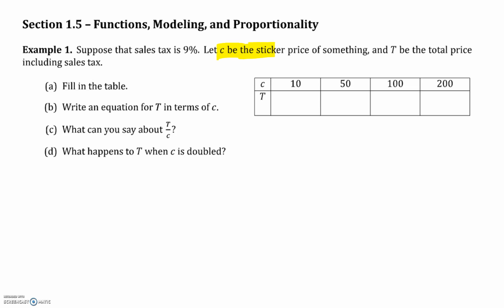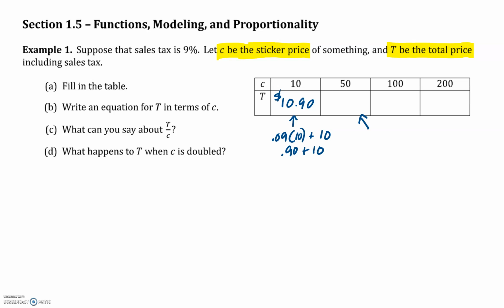Since C is the sticker price, here C is $10 and T is the total price. So how we're going to find that total price is we're going to take the sticker price times the sales tax, which is 9%. So 9%, which is 0.09 times $10, added to the $10. So 9% of $10 is 90 cents. So that's 0.90 plus $10. So that's $10.90, and that's in dollars.